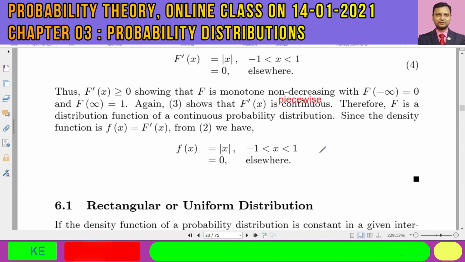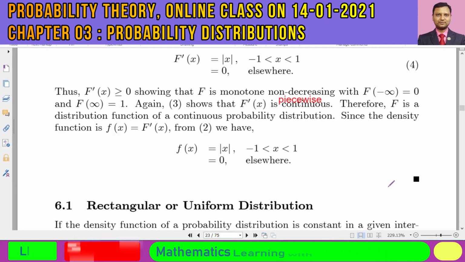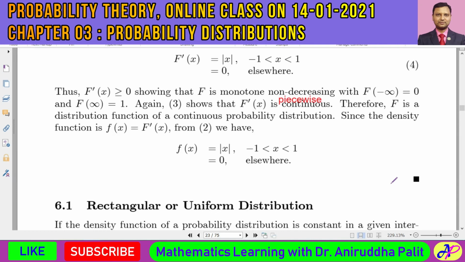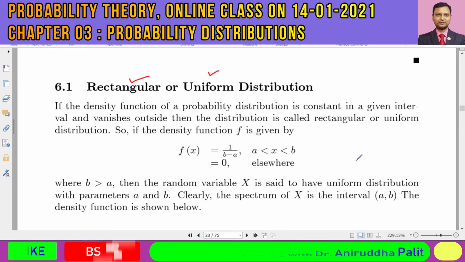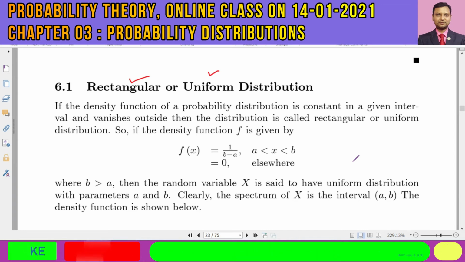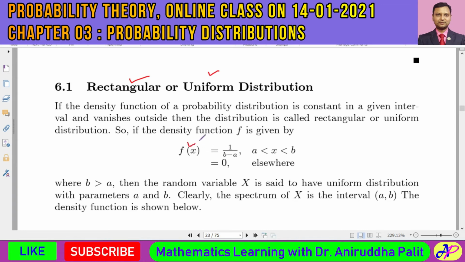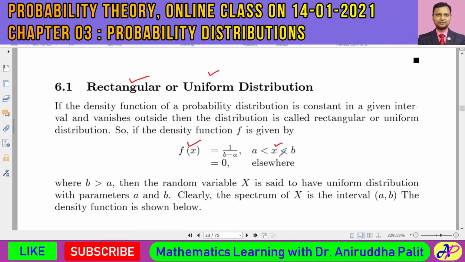To finish this class, I am going to introduce a few continuous distributions. These are some standard theoretical continuous distributions. The first one is called the rectangular or uniform distribution, and the density function is f of x is equal to 1 by b minus a. In the case of a continuous distribution, a distribution is always represented in terms of the density function and in terms of its spectrum. So over here the spectrum is a less than x less than or equal to b, and f of x is equal to 1 by b minus a and 0 elsewhere.